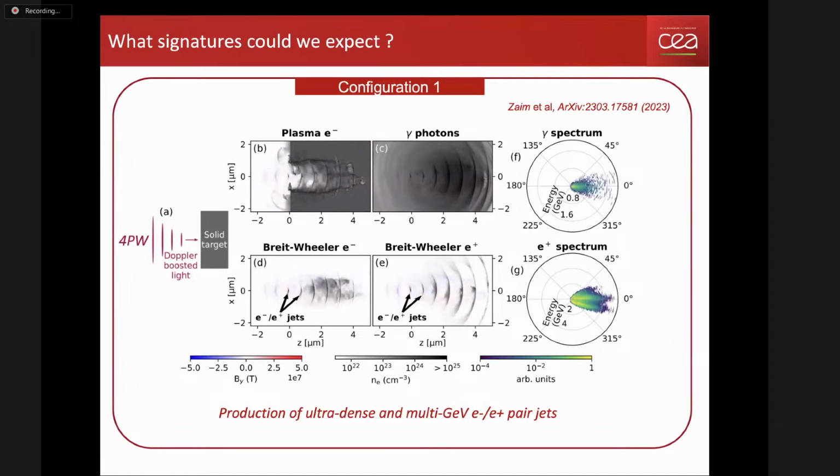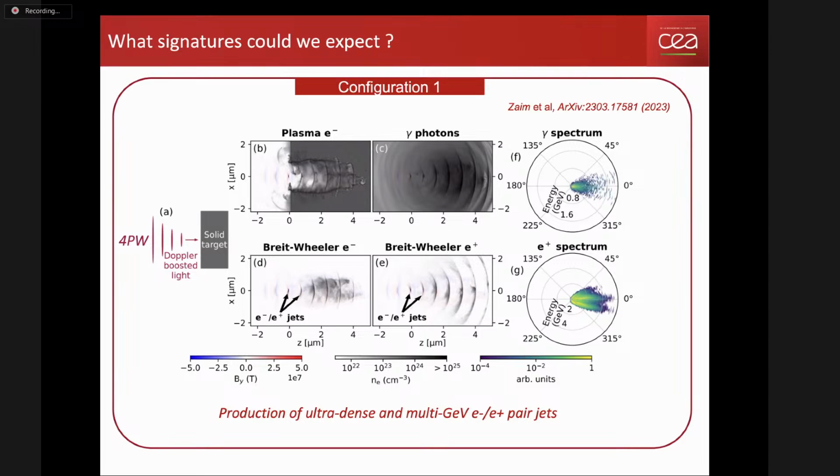We simulated, for instance, the interaction of a tightly focused 4 petawatt Doppler boosted laser with the secondary solid target. And what we observed is that the Doppler boosted light penetrates into the solid density due to relativistic transparency, but also the short wavelength of the Doppler boosted component. And in this plasma, it triggers prolific electron-positron pair production. This electron-positron pair gets accelerated by the electrostatic field in the plasma channel created in the dense target, and also by the Doppler-boosted light field. You can reach multi-GeV energy here, you can see on positrons, and also multi-GeV gamma photon production. So you can produce ultra-dense and multi-GeV electron-positron pair jets.